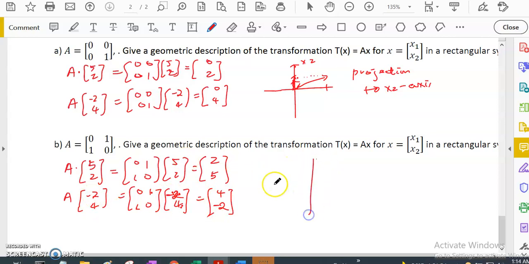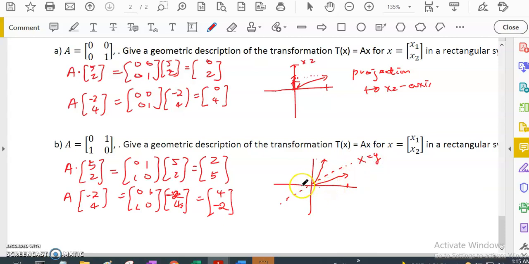So let's draw what it is. So I'm going to just draw one. Okay, so 5, 2 was here, right? Was the original one. But the new one become 2, 5 here. What has changed? X become y, y become x, right? So it is a reflection in the x equal to y axis.